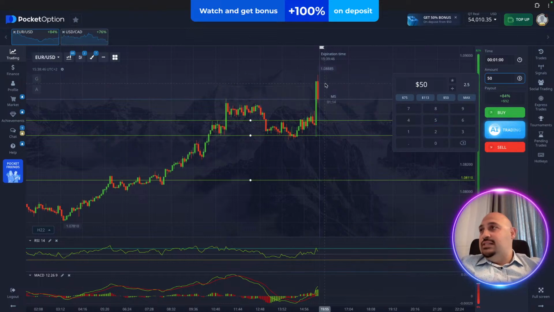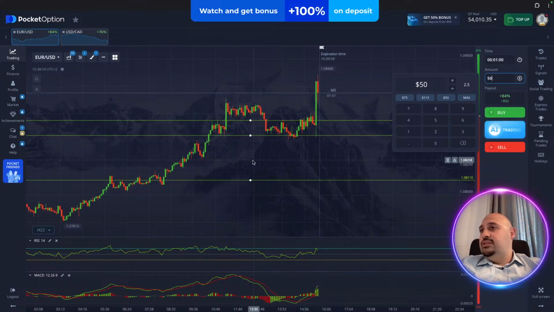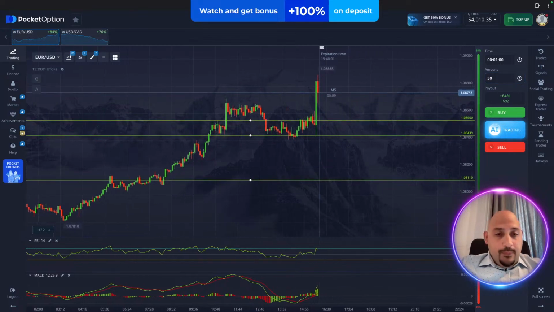We can see that the dollar is retracing here, but we can also see some kind of a support here. So it's very likely that the price could consolidate here, and we'll see how it moves on from here.